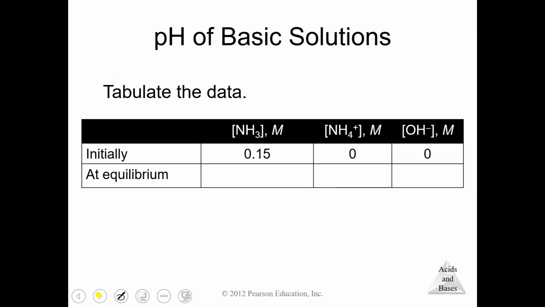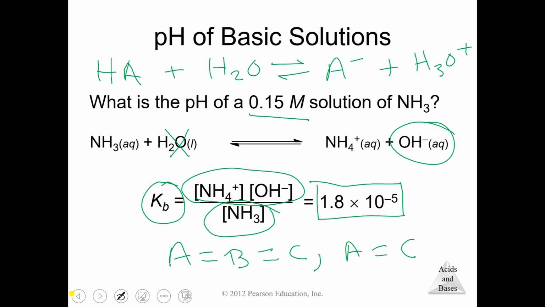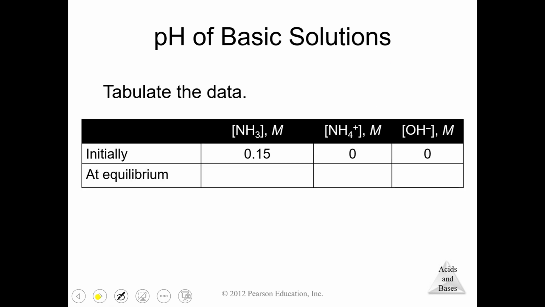So what we have immediately to think about is an ICE table. We were told, find the pH, you have a molarity, you have a Kb. So we're going to do our ICE table. It looks a little bit funny than what we're used to, but that's okay because this is a little bit simpler information.